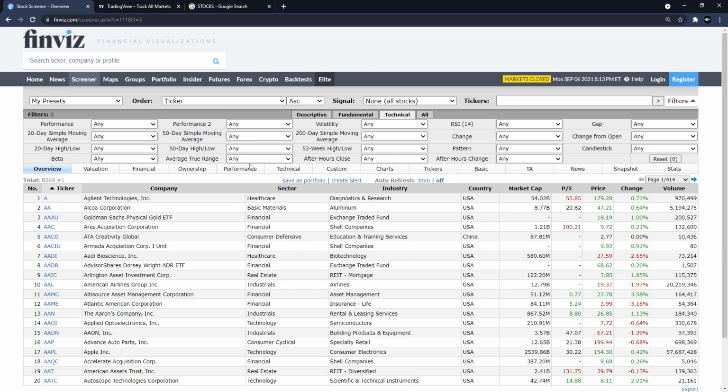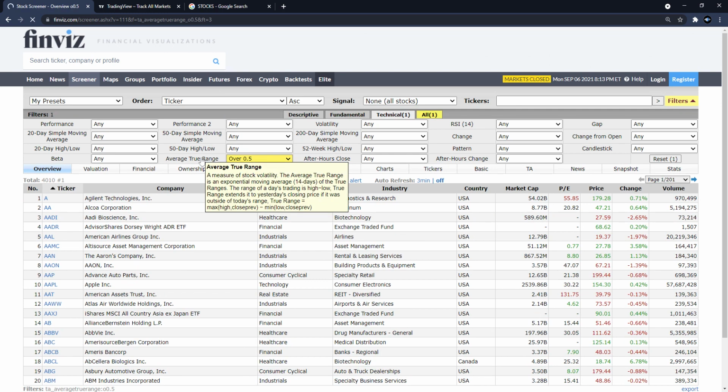And what does that mean? Okay, so average true range, it says that it's a measure of stock volatility. The average true range is a 14-day exponential moving average of the true range. The range of a day's trading is high minus low. True range extends it to yesterday's closing price if it was outside of today's range. True range is the max of high minus low, high minus previous close, and the minimum of low minus previous close.